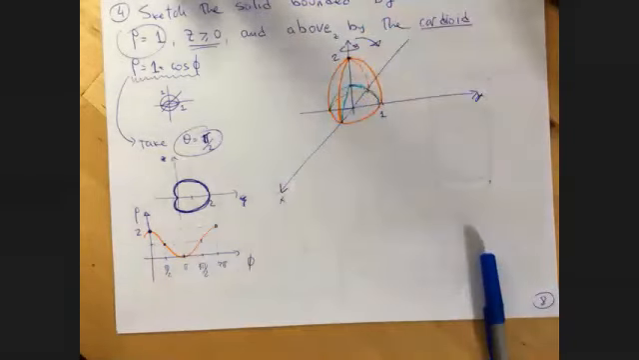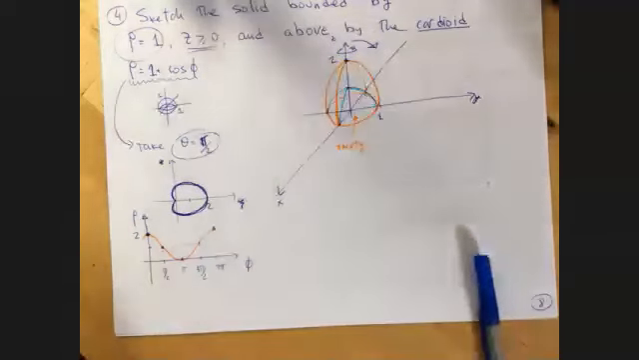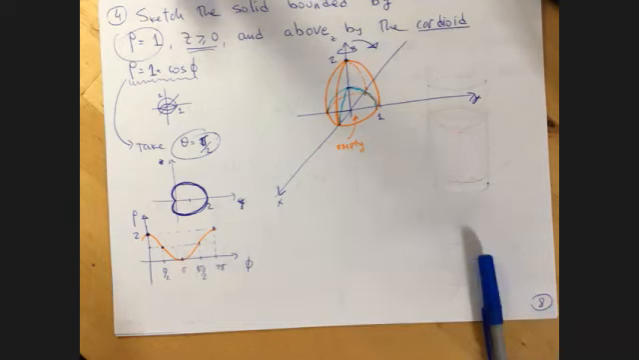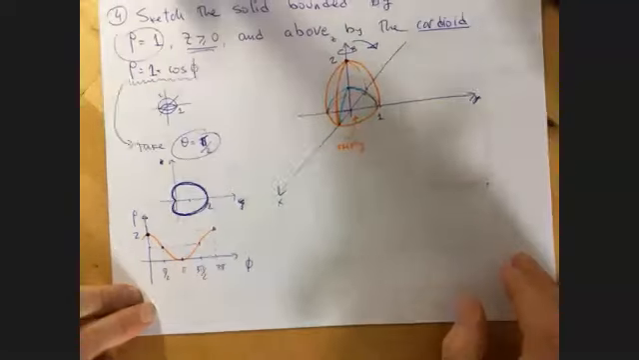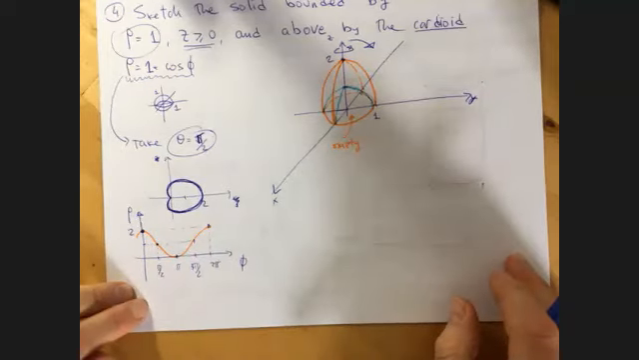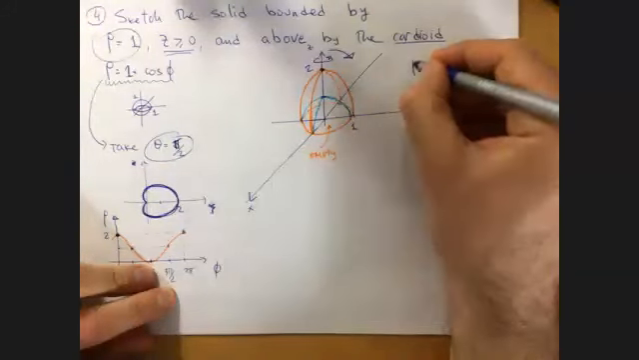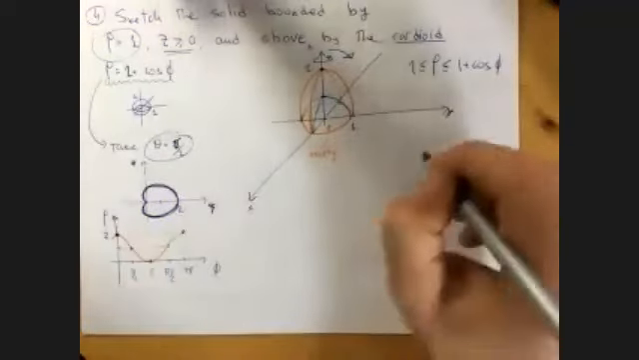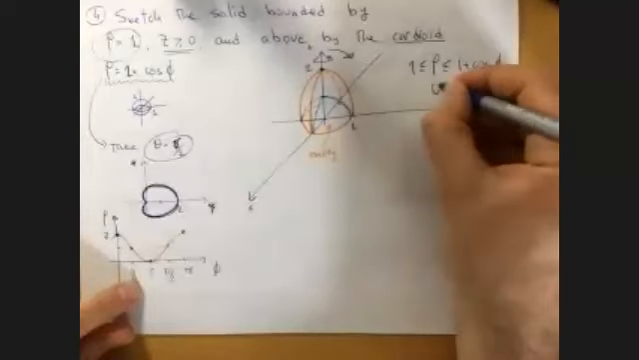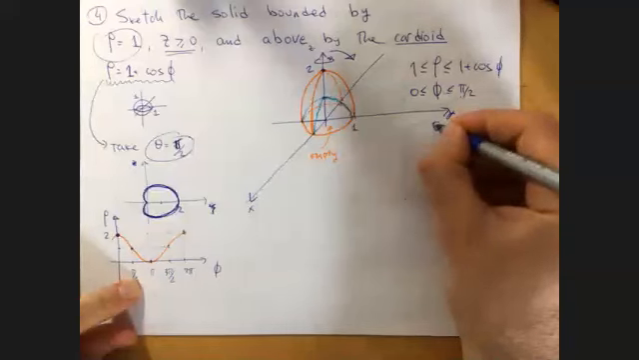So here basically it's empty in here. And that's about it. Basically, the bounds of rho are already given. So rho is between 1 and bounded above by 1 plus cosine of phi. Phi goes from 0 to pi over 2, and theta just goes around from 0 to 2 pi.